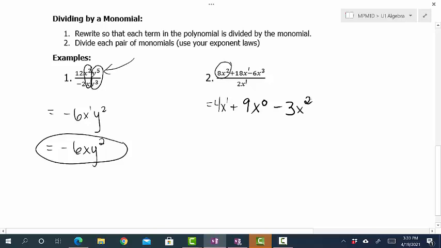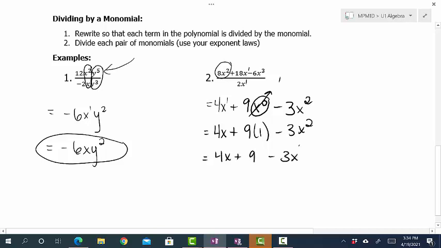Okay, now let's just simplify this. So anything to the power of 0 is 1. Okay, if you try typing that into your calculator, do 1,000 to the power of 0 or 200 to the power of 0. The answer is always 1. So this actually becomes 4x times 9 times 1, okay, which is just 9. Okay, so I just had to simplify that middle term because x to the power of 0 is 1.